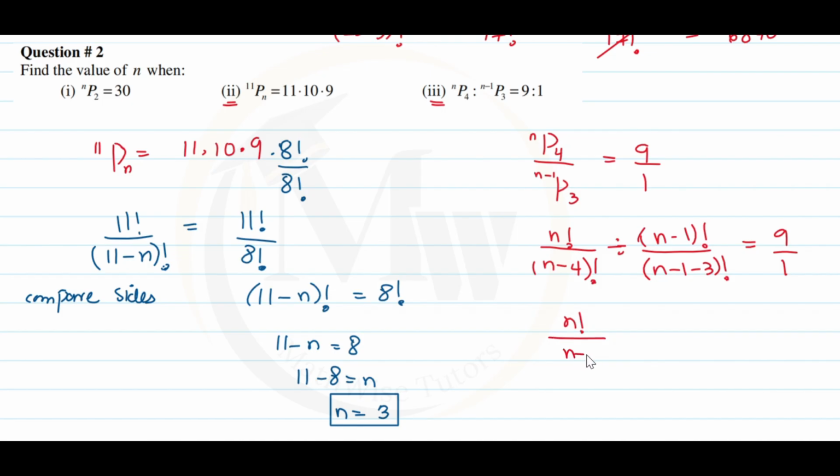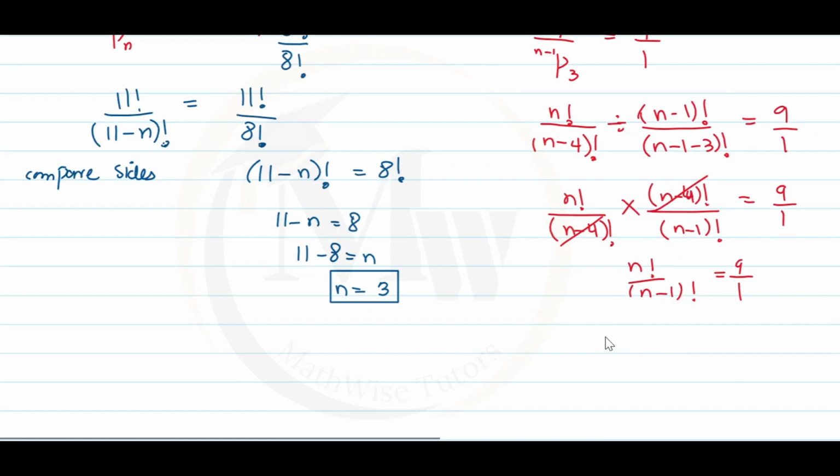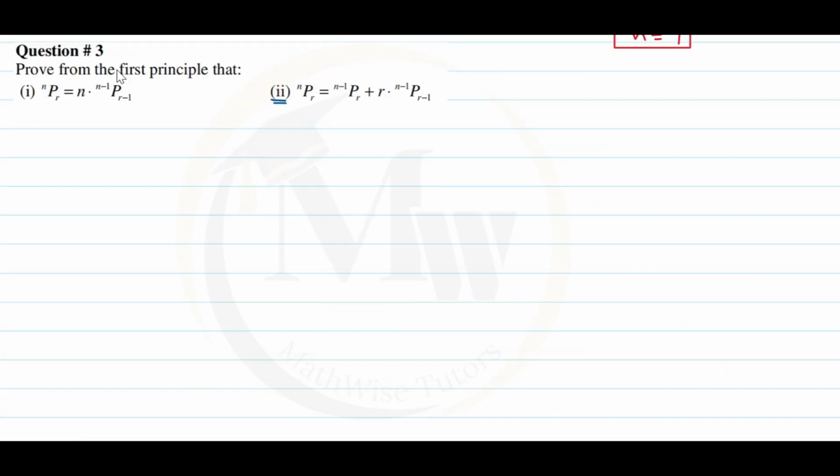Now division will be changed into multiplication, so the fraction will be flipped over, and n minus 3 minus 1, which is considered as n minus 4, goes on the numerator, and n minus 1 on the denominator. Same terms will be cancelled out, and what is left is n factorial over n minus 1 factorial equals 9 over 1. When we expand this, n times n minus 1 factorial, the n minus 1 factorial will be cancelled out, and we're left with n is equal to 9 over 1, which is 9.